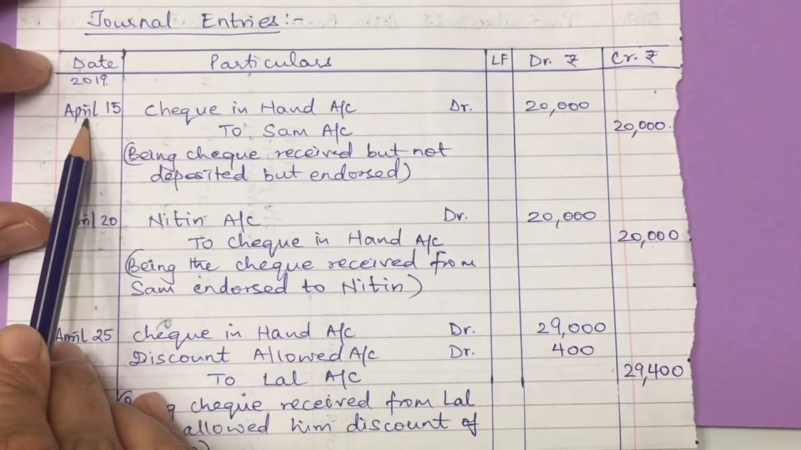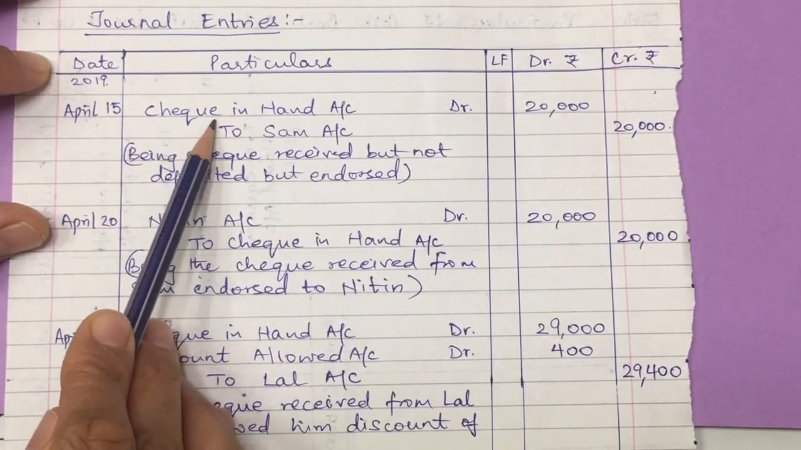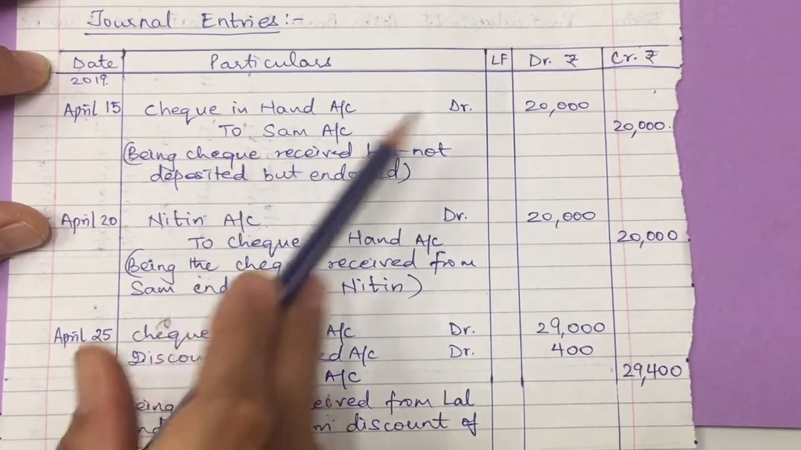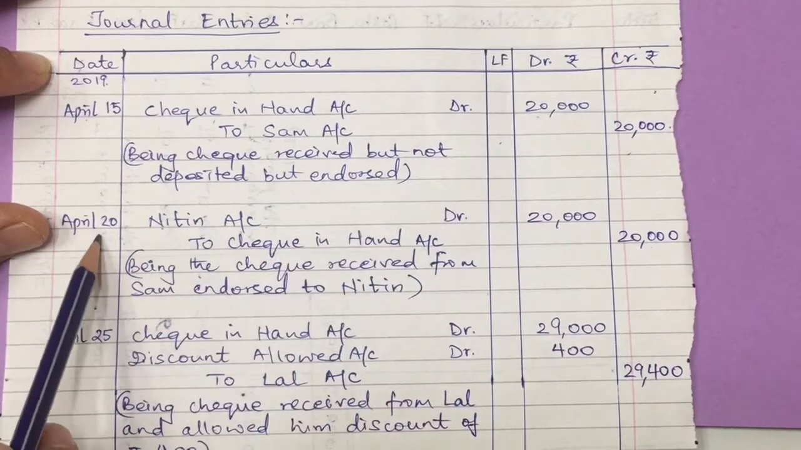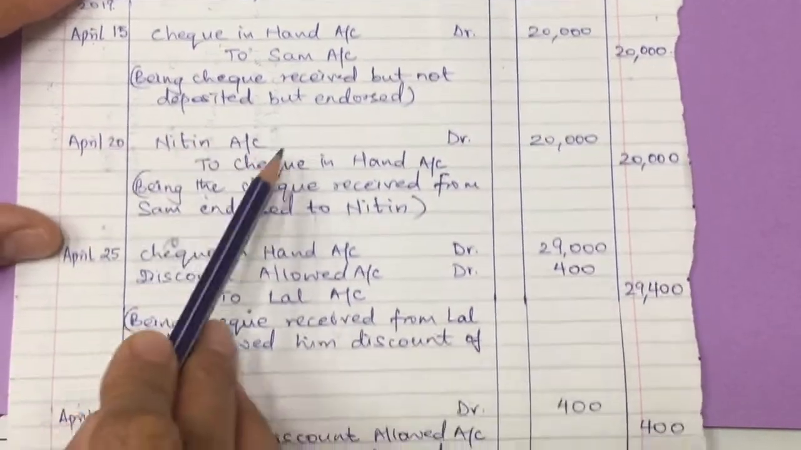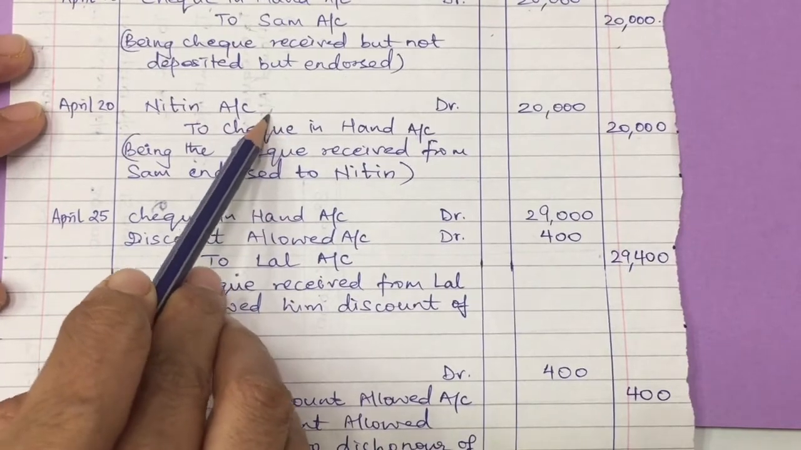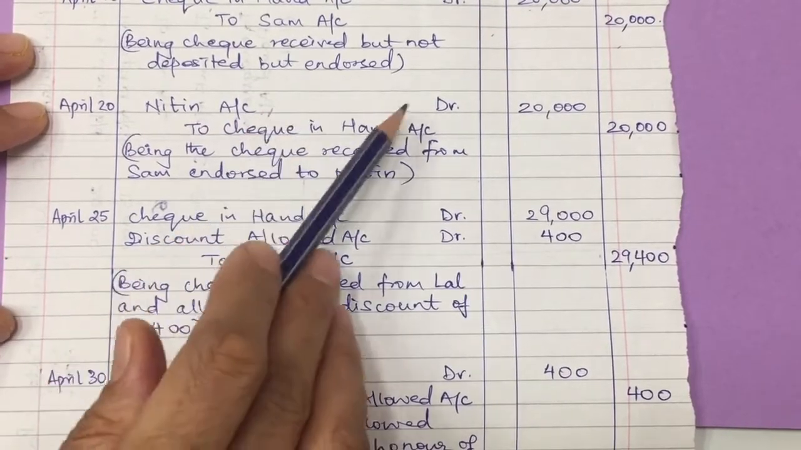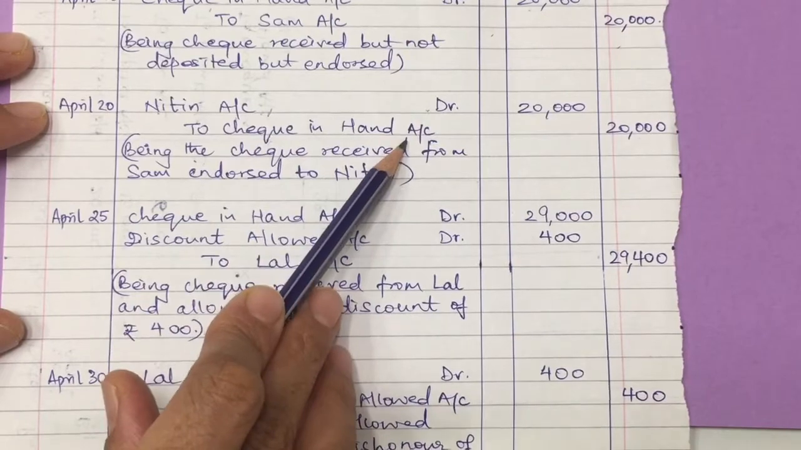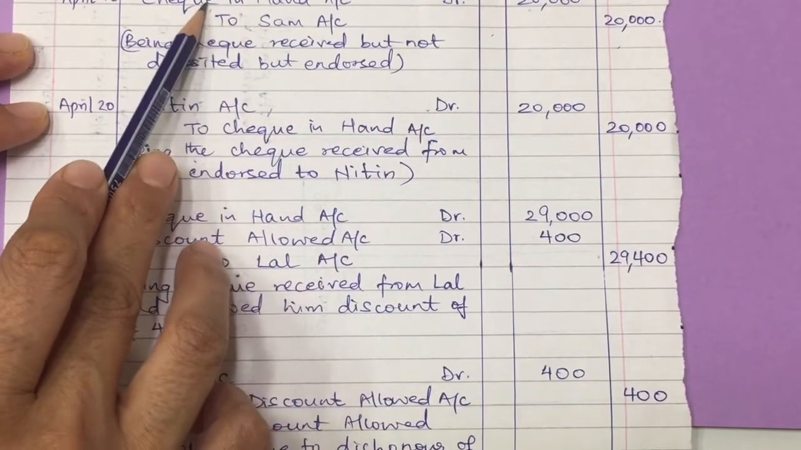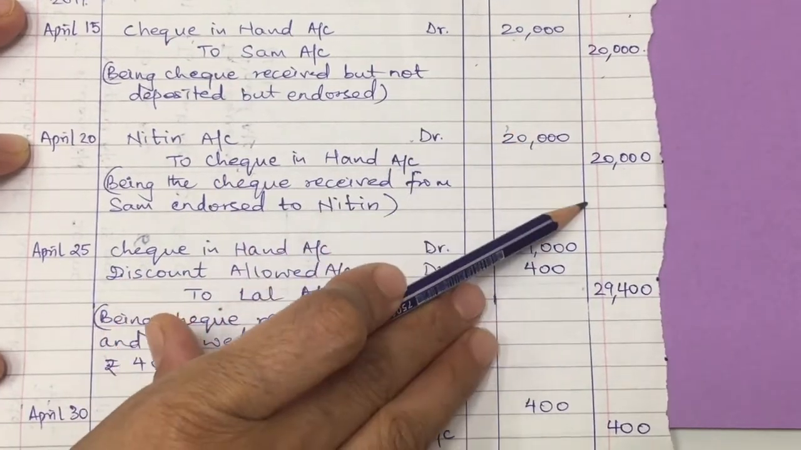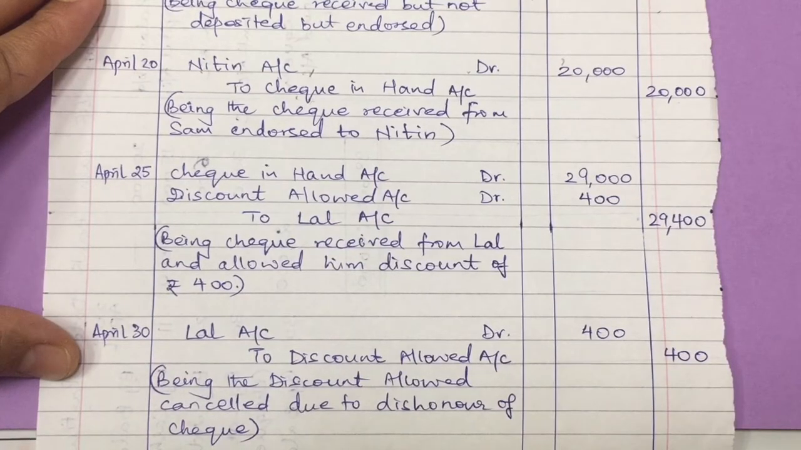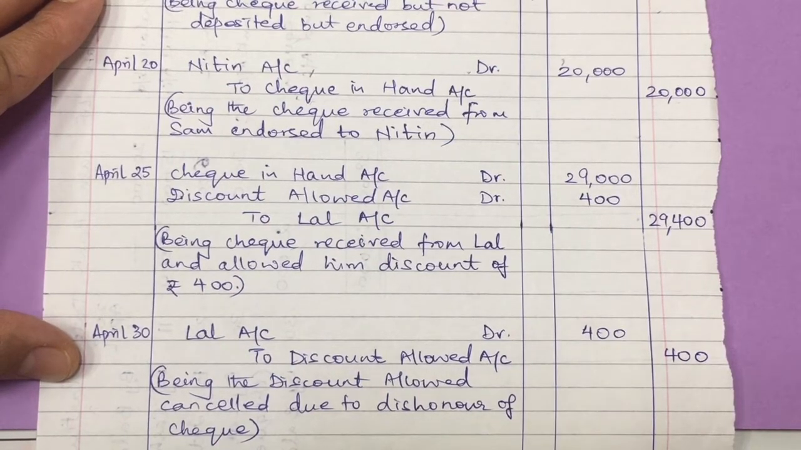On 15th April, we will say we had check in hand to Sam account, 20,000, 20,000, because we have not endorsed it. We have endorsed it to Nitin on 20th April. So Nitin account will be dancing now. Nitin is a personal account. He's receiving. So he's dancing to check in hand. Because of the check that we had here, we have now given it to Nitin. 20,000, 20,000.